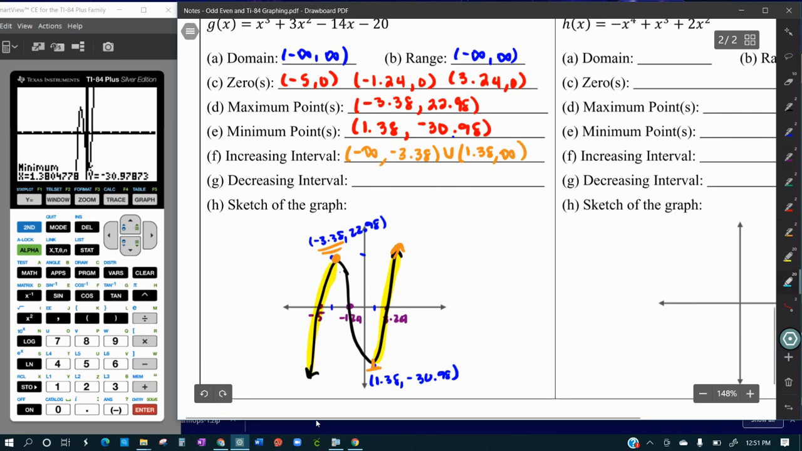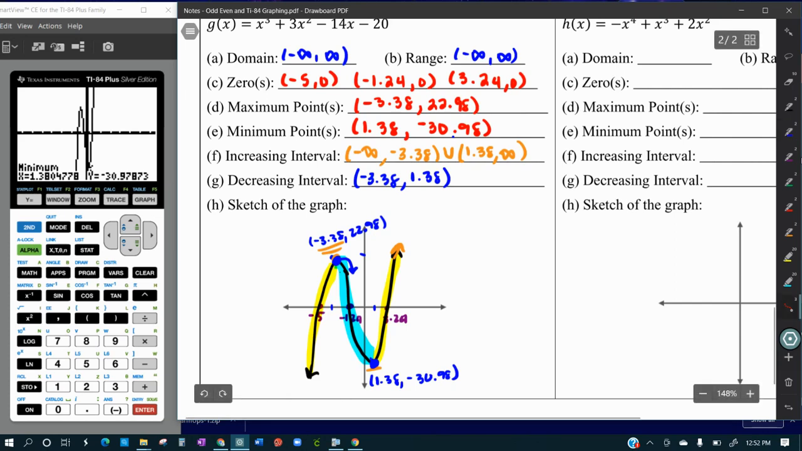The decreasing interval is where your function is going down. That's this middle section for this example. And so I start to decrease at an x value of -3.38. This maximum point is where I begin to decrease. And I keep decreasing until I hit the minimum point at 1.38. And that is the only decreasing interval that I have for this function.